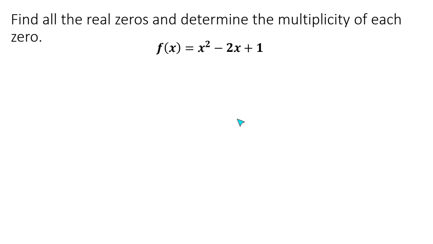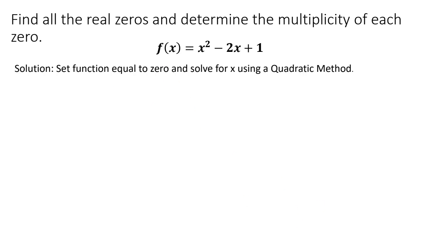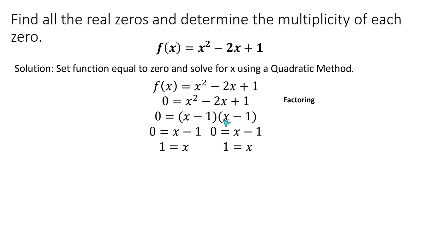Now that we have talked about that, let's do an example. It says find all the zeros and determine the multiplicity. Find all the real zeros means to find the x-intercepts, which means first we have to let f of x equals 0. So we're going to put f of x equals 0. Then you want to ask yourself, this is quadratic, so I can either factor or use the quadratic formula. Again, I always like to try to factor first. In this example, it does factor. Once I have my factors, I can set each factor equal to 0. So I get x equals 1 and x equals 1.